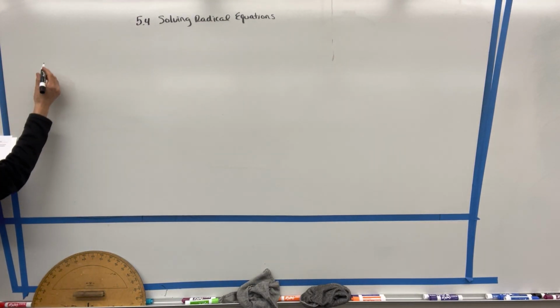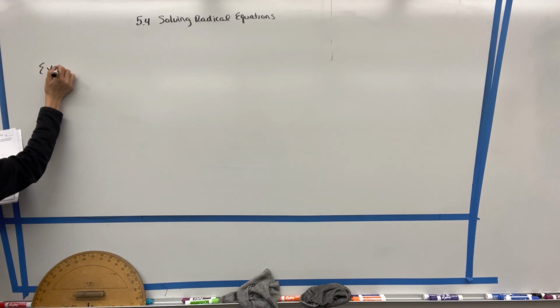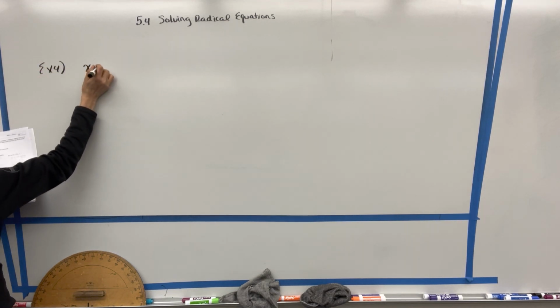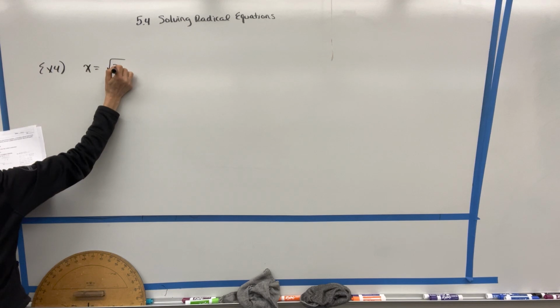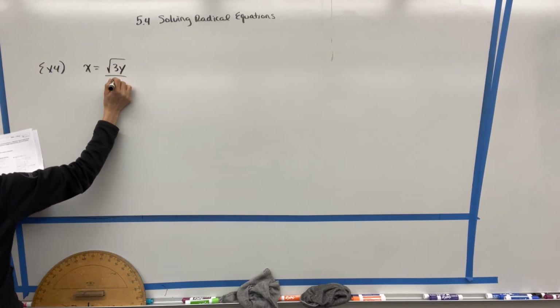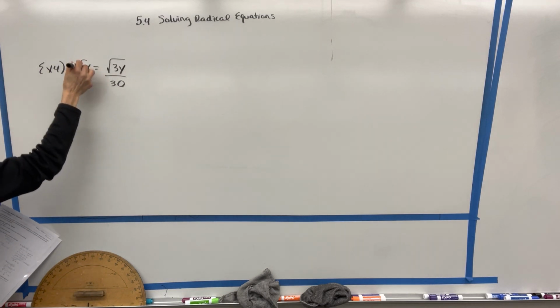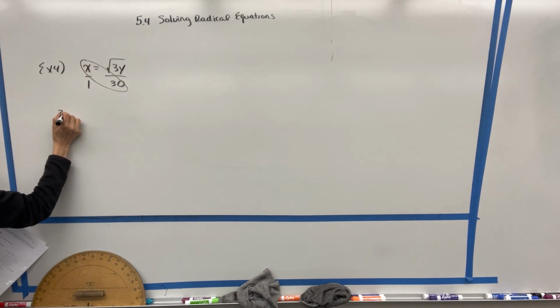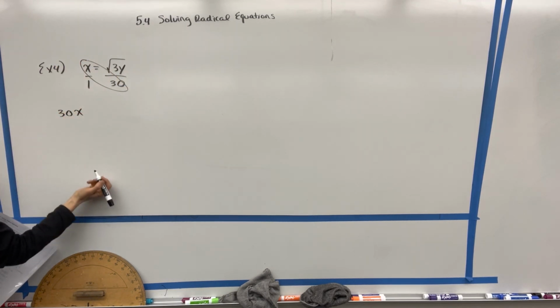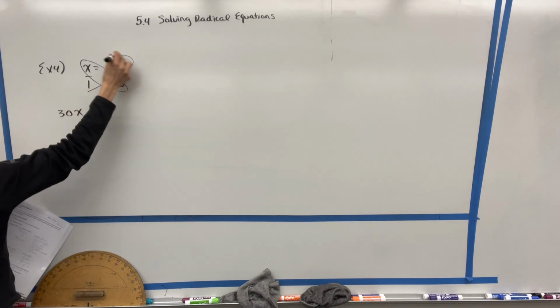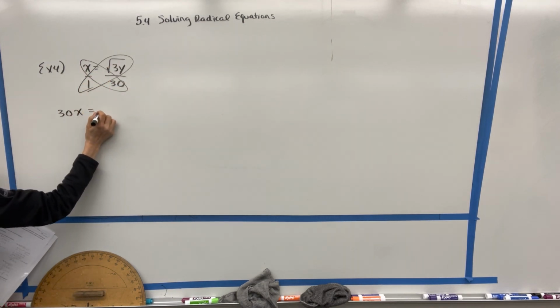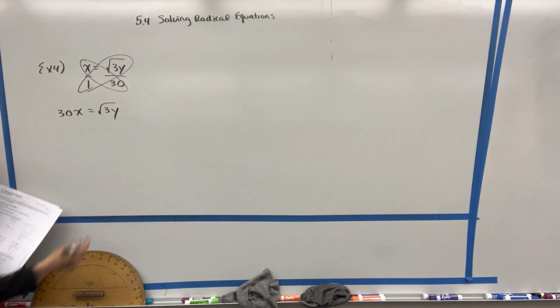Example 4. Let's take a look at x equals the square root of 3y over 30. For me personally, I like to solve this by cross multiplying. I'm kind of a visual learner, so it's easier for me to see. I take 30 times x on that diagonal and radical 3y on the other.